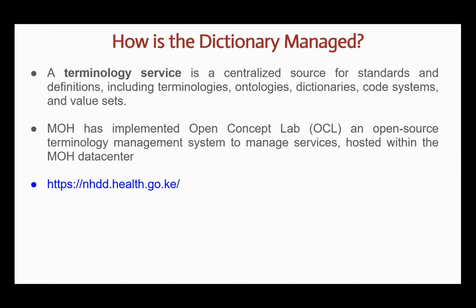So the platform is available. You can access it on nhtd.health.go.ku. You can search for any terminologies, and you can see different sources of these terminologies. We have the sources, a source like NHDD, that is now our national source. We have WHO as a source. We have SEAL as a source. We have SNOMED. We have LOINC as a source.